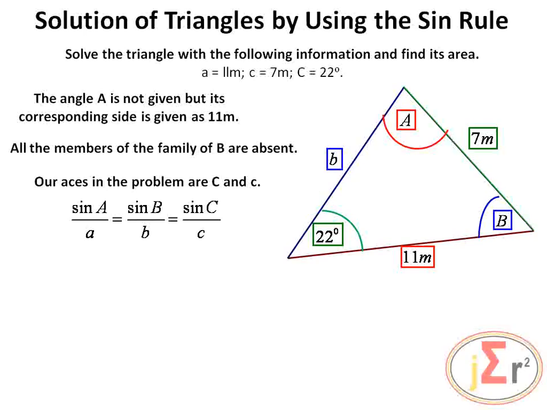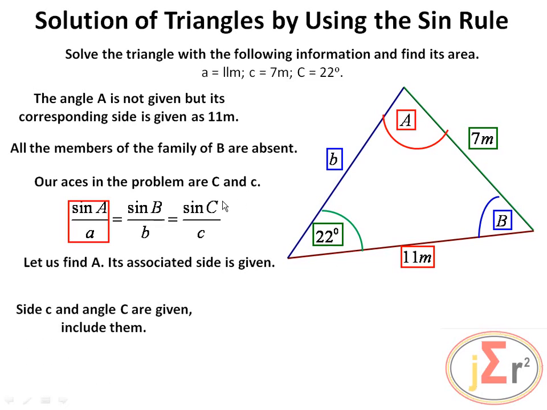So there we have our sine rule. And what do we say? Let us find A. That is the angle A. Its associated side is given. So the side that is associated with the angle A is given. Right, so no problem with that. However, we know that the other fraction must contain a side that is known and an angle that is known. And they have to be opposite to each other, so we know that we are talking about 22 degrees and 7 meters. So let's put those in.